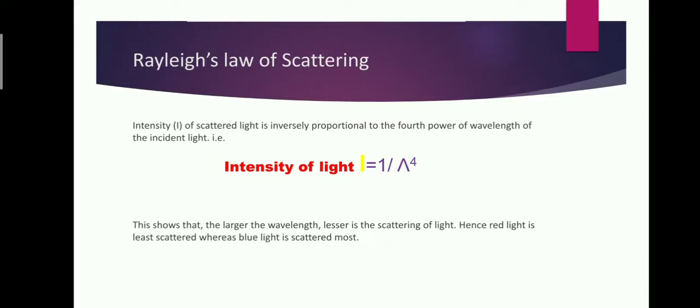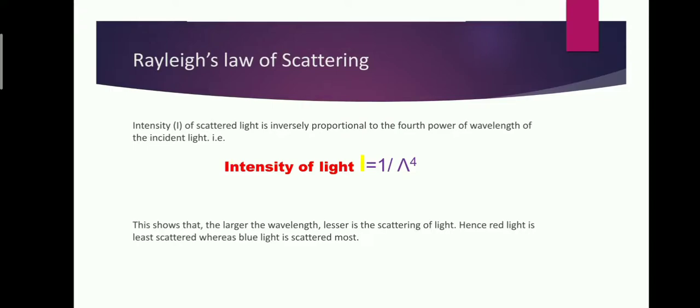The next thing we are going to study is Rayleigh's law of scattering. This law is very important in order to understand the scattering phenomenon. It states that the intensity of the scattered light is inversely proportional to the fourth power of the wavelength. Whenever I say the words inversely proportional, I mean that if one quantity is increasing, then the other decreases. So from the formula, I is inversely proportional to the fourth power of the wavelength.